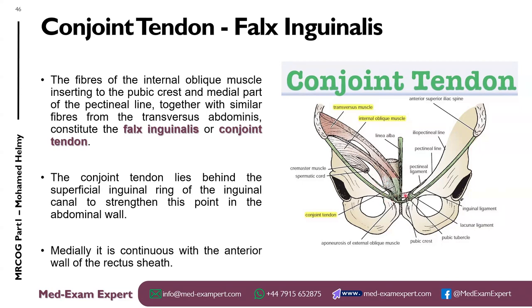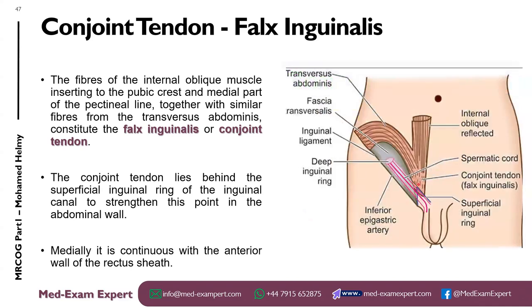The meeting fibers of them both together make the conjoint tendon or the falx inguinalis, which lies, as I told you, behind the superficial inguinal ring to strengthen this point in the abdominal wall, and medially it's continuous with the anterior wall of the rectus sheath. So it's this conjoint tendon here, medially continuous with the rectus sheath, which should be in this position. In this picture I have shown before, the fibers of the transversus abdominis and internal oblique are meeting together here in the conjoint tendon.